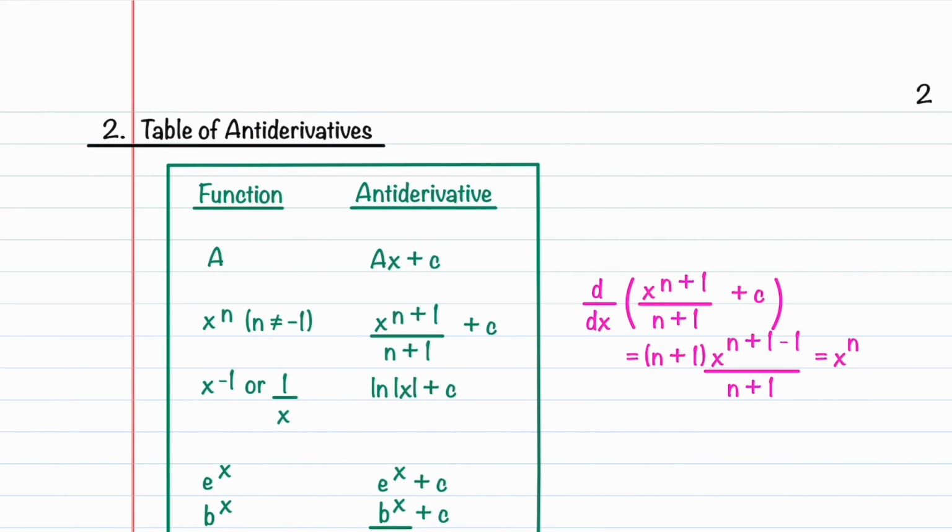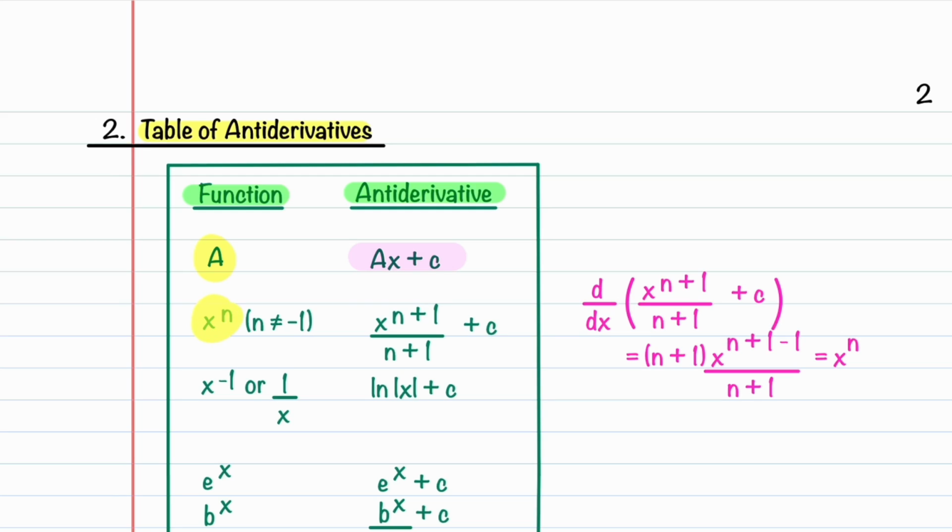Let's now look at some common antiderivatives that you're going to need to know. I've listed the function on the left and the antiderivative on the right. The antiderivative of a constant a is equal to ax plus c. Whenever you write an antiderivative, you always want to include that plus c.